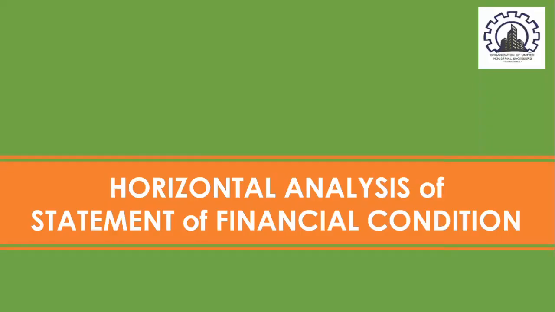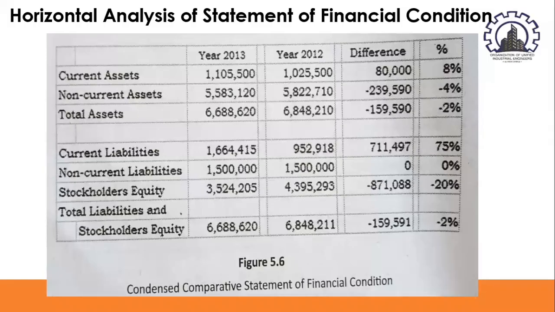All right, so that was all about vertical analysis of statement of financial condition. So moving on to our next key area, we have horizontal analysis of statement of financial condition or balance sheet. Now, this is an example of a horizontal analysis of statement of financial condition. The procedure for the computation of percentages of change is the same as discussed previously.